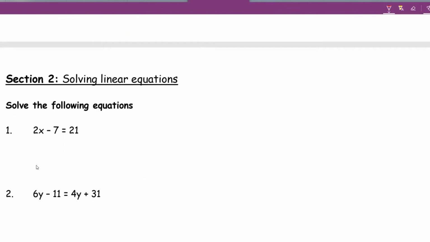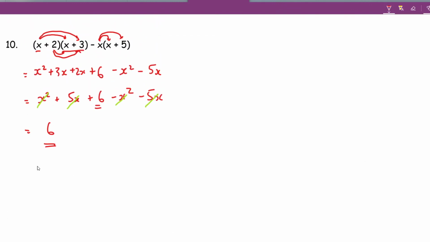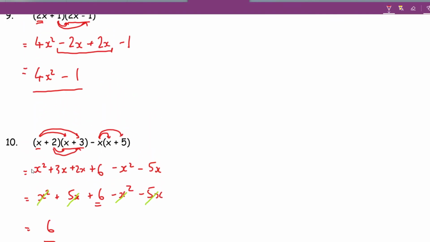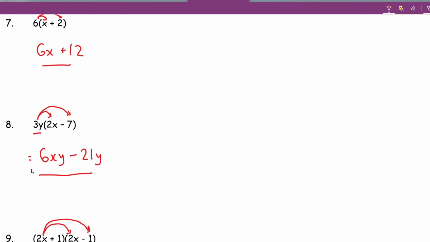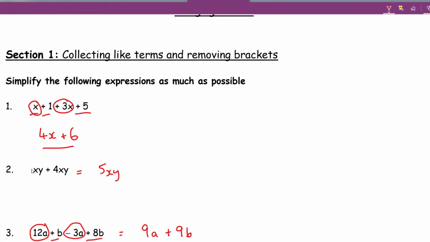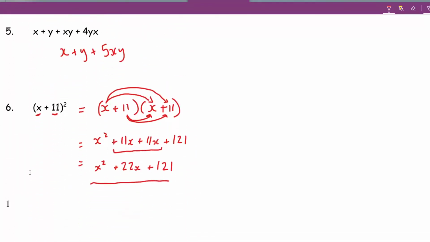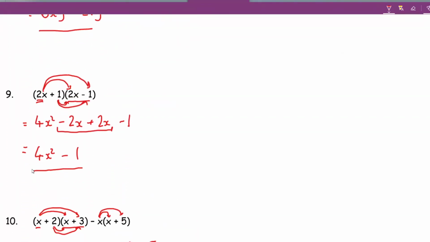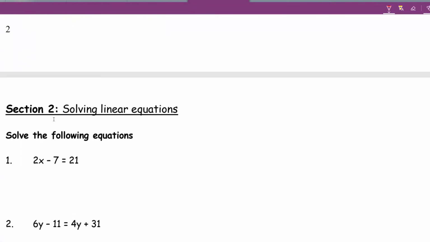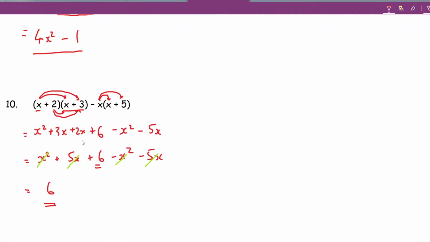Again, anytime you want to pause it, you can go and have a look at these questions again. If you need any further questions on this stuff, just send me a message on YouTube and I'll try to put some more up. So this was section 1, collecting like terms. So next session, we're going to go through section 2, which is linear equations. All right.